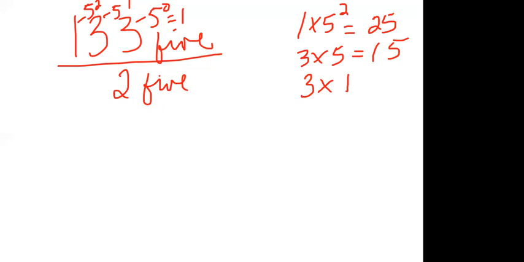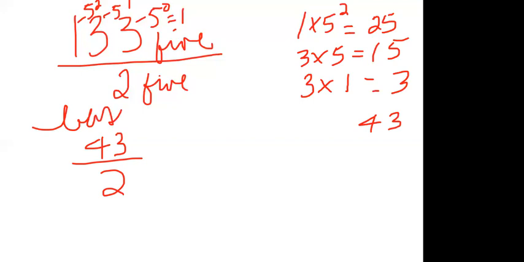Okay, you see how I'm writing 133? I'm multiplying it by its place value. So I get 3. I add all this up together. So I'm going to get 43. Okay, so this is in base 10. You take 43, you divide it by 2 in base 10. So 2 goes into 43 21 times with a remainder of 1. Are you okay with that? 43 divided by 2 is 21 with a remainder of 1. You good with that?